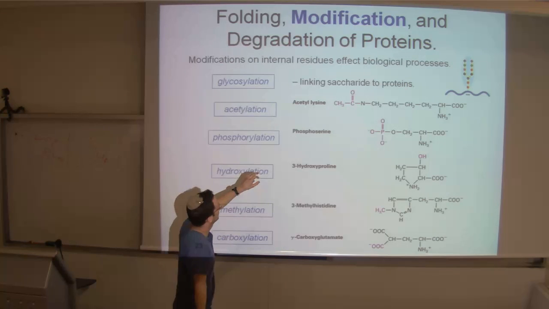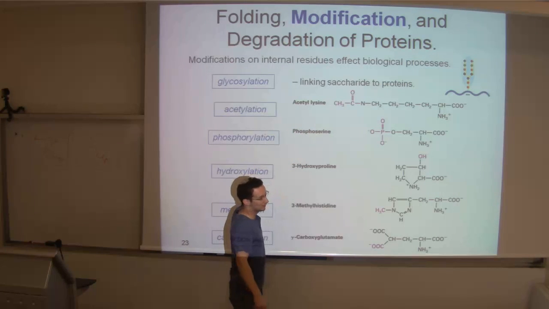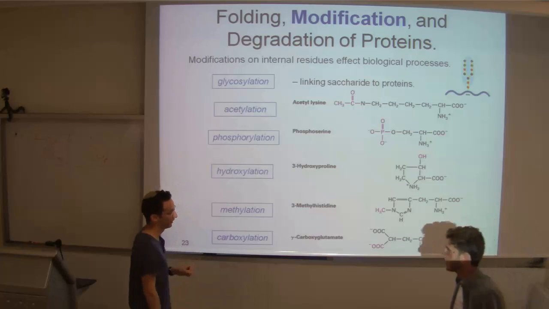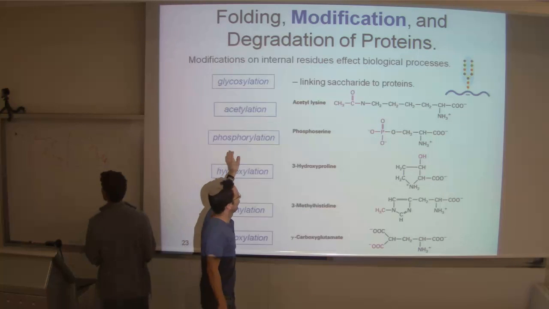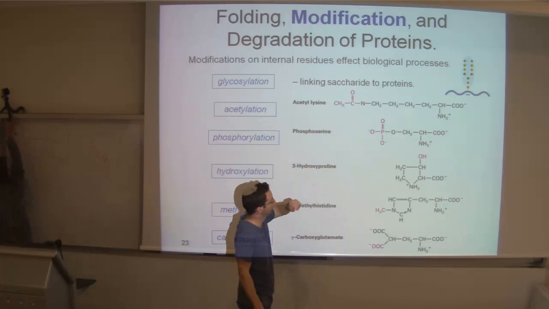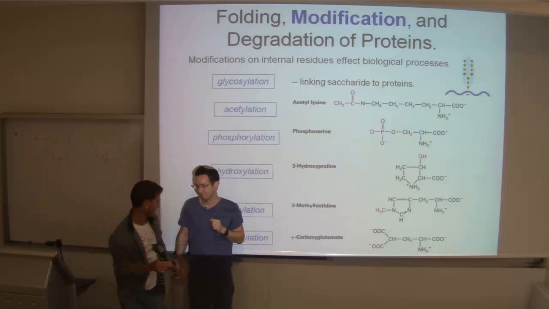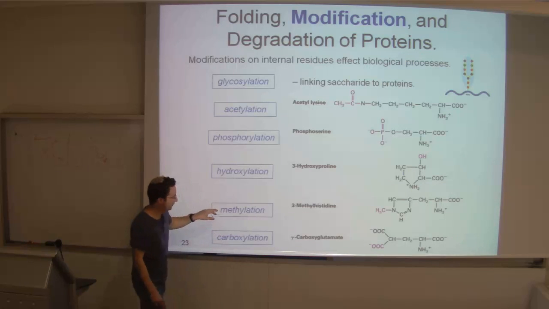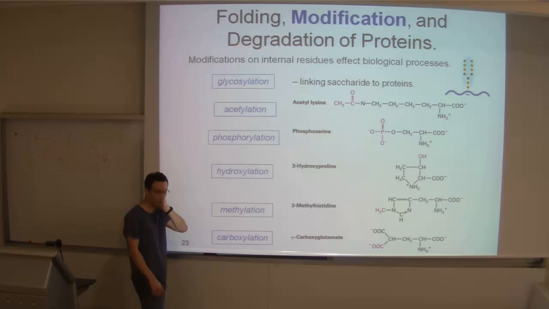So for instance, this is an acetylated lysine. It is now called acetyl-lysine, not just the amino acid lysine. Okay, phosphorylation, the addition of a phosphate on some internal residue. Hydroxylation, the addition of a hydroxyl. Methylation, the addition of a methyl. Carboxylation, the addition of a carboxyl.